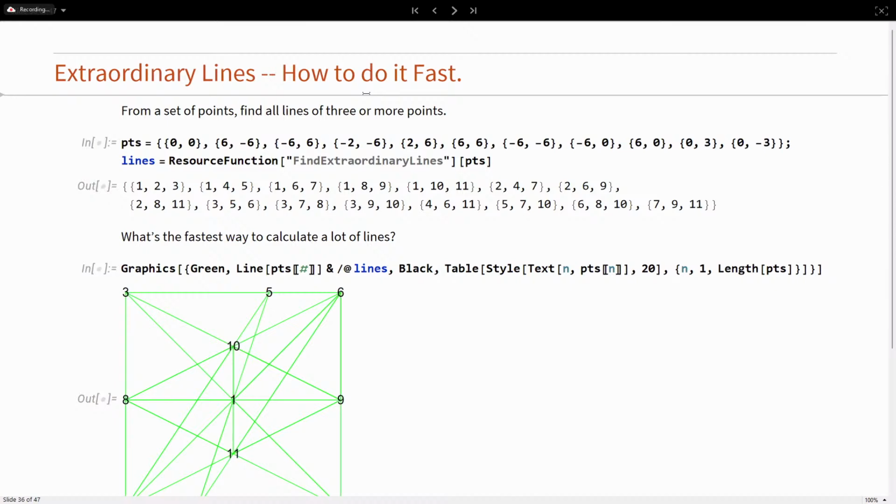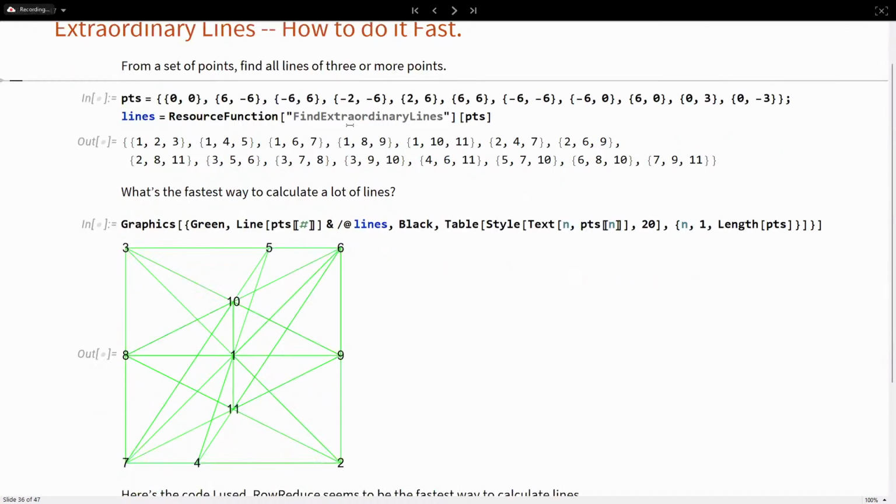So shifting gears a little bit, we have an orchard problem here. Here we have 11 points that have many lines of 3. So this is, let's see, 14 lines of 3, 15 lines of 3. So here's the most lines of 3 you can get from 11 points.